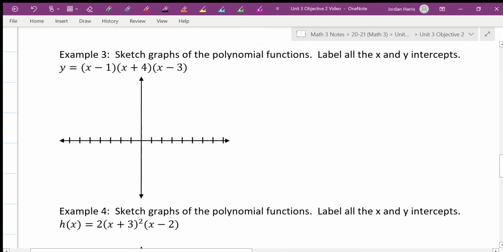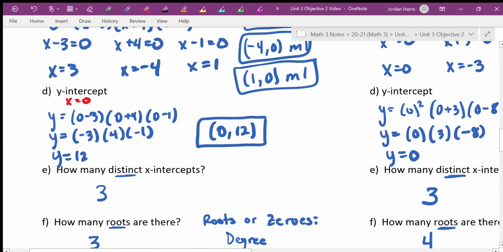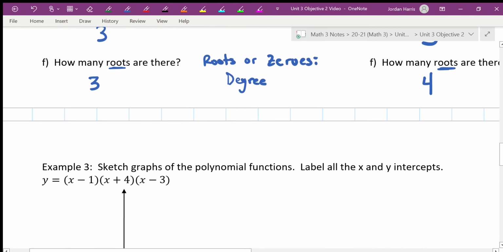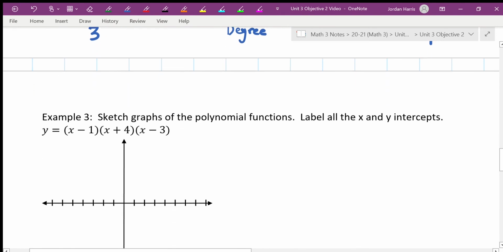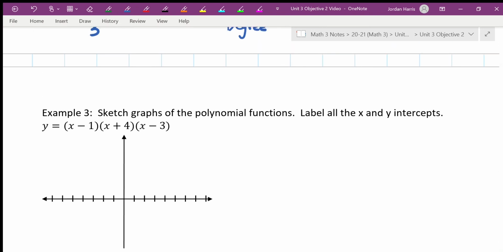Okay. Now we're going to use those same functions, so the first one is the same function. The order doesn't matter. This one's x minus 1, x plus 4, x minus 3. If you look at example 1, which was x minus 3, x plus 4, x minus 1, they are the same thing. The order doesn't matter because we're multiplying. So I already have all the pieces. Instead of going through and finding all the pieces again, we're going to sketch the graph using all of these things.